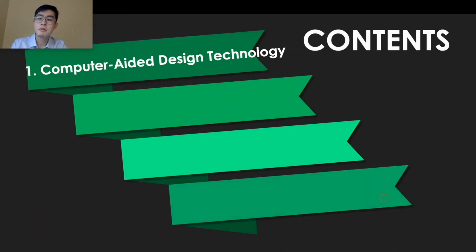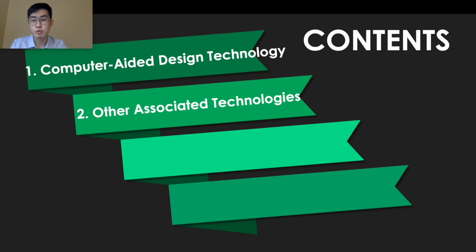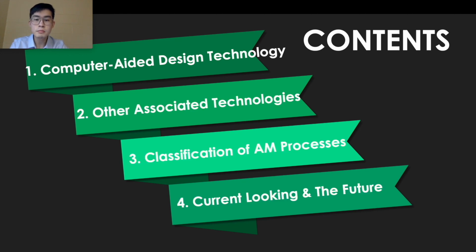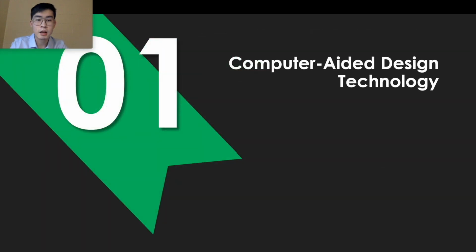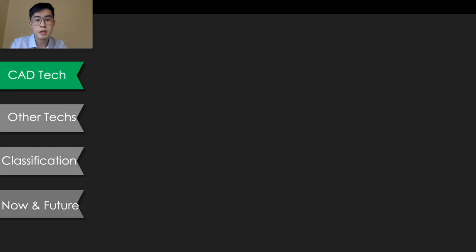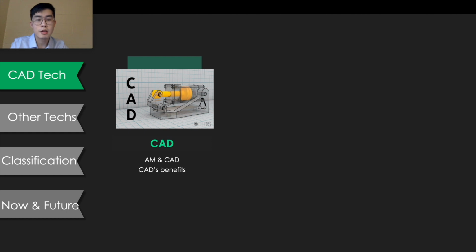I have concluded the main content in the chapter and divided it into 4 parts. Let's take a look at the first part, which is called computer-aided design technology, the main technology associated with AM. AM technology primarily makes use of the output from 3D solid modeling CAD software.